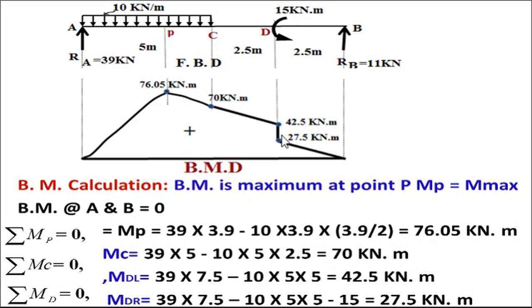Here there are two values of moment under D. That's why here I have written moment at D to the left and moment at D to the right, because there are two values.